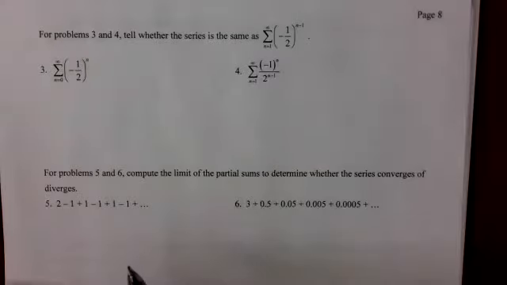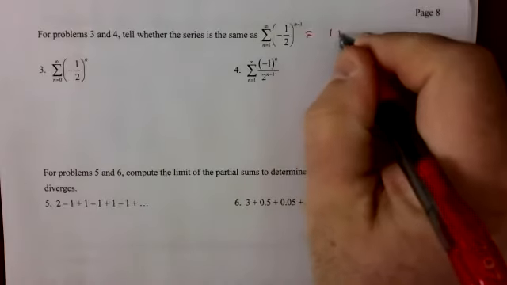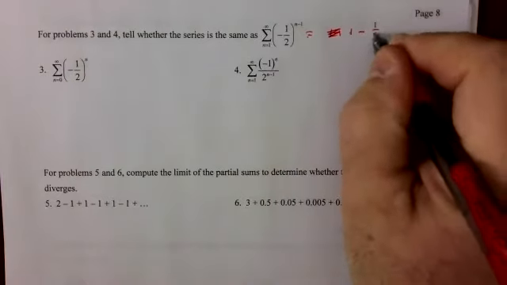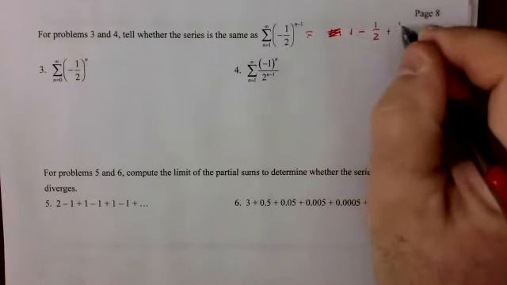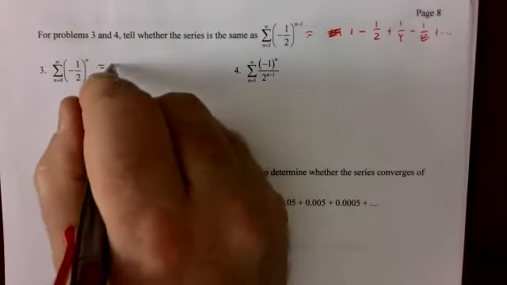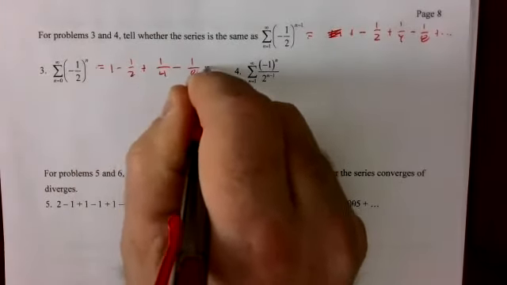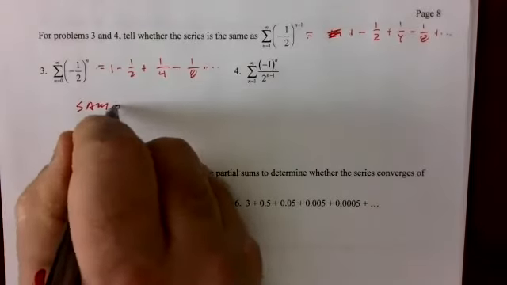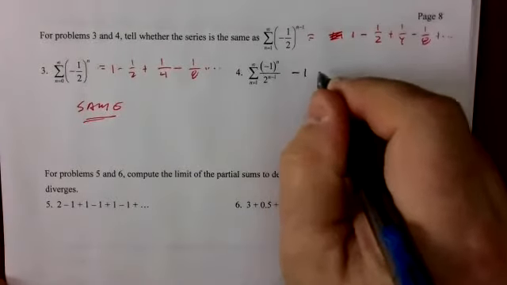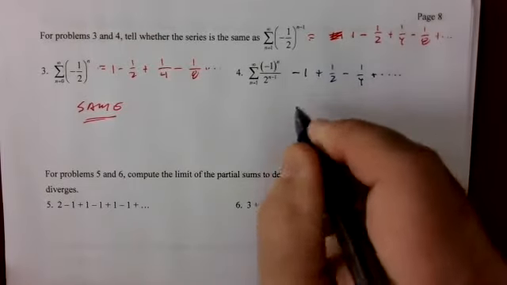Is this series the same? So what I recommend doing for this is writing it out. This one is 1 minus 1/2 plus 1/4 minus 1/8, ... And when I blast this out, I get 1 minus 1/2 plus 1/4 minus 1/8, ... So that's the same. Over here, I get -1 plus 1/2 minus 1/4. This is different.